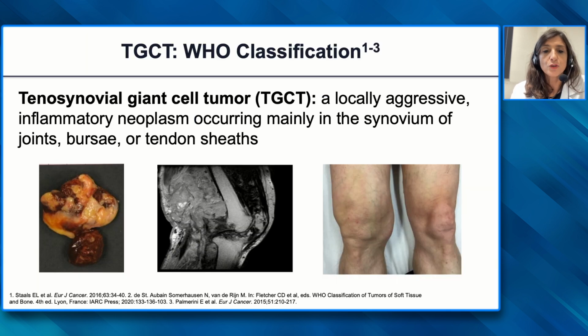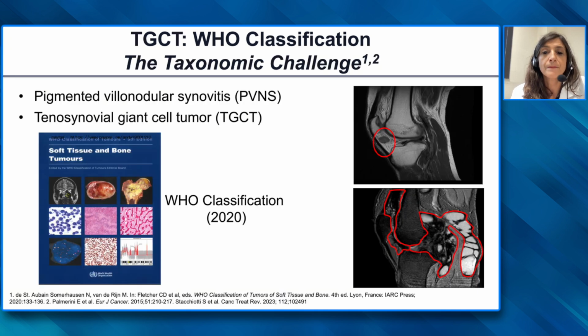So this tumor is a locally aggressive benign tumor arising from the synovium, the bursa and the tendon sheath, as you can see here in a macroscopic section and an MRI of the knee of this patient.